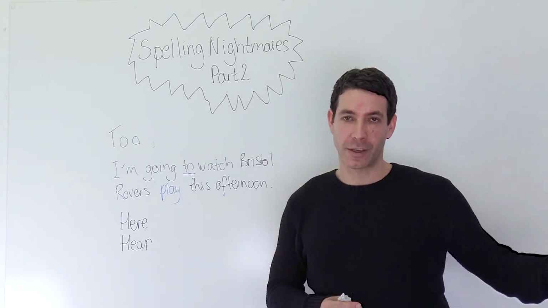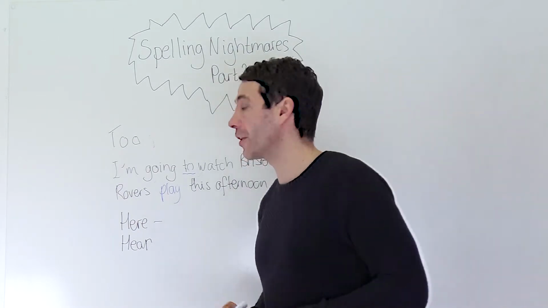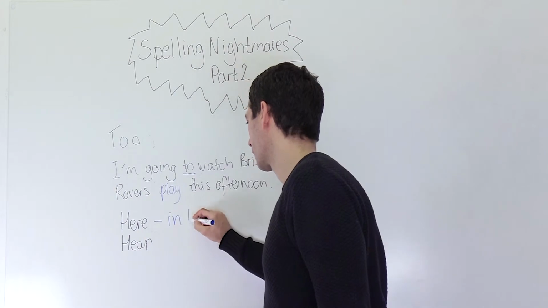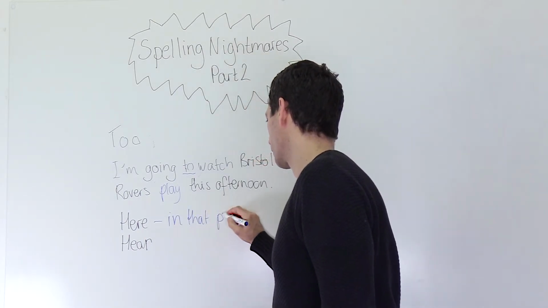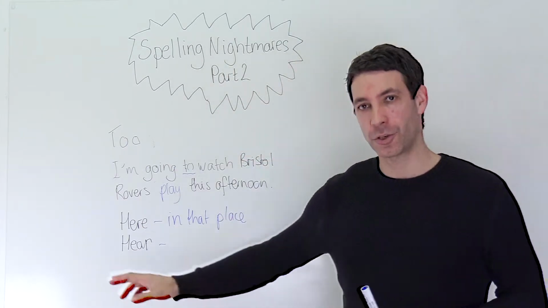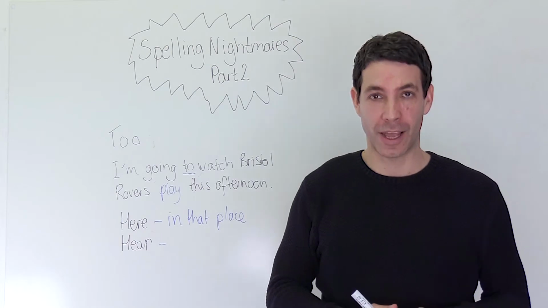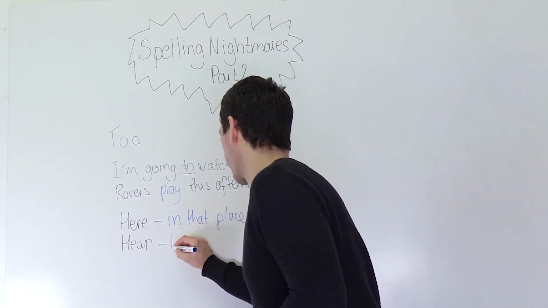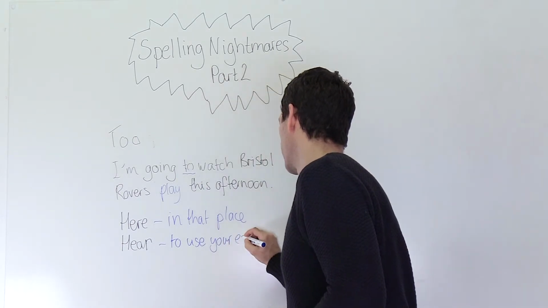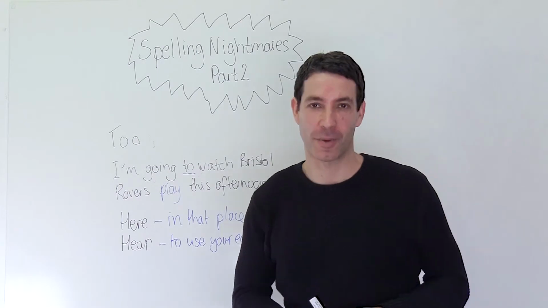Let's start, like we did in the earlier lessons, to look at the meaning of each of these words. So the word here means in that place. And the word here, spelled H-E-A-R, has to do with listening and hearing. So we can say to use your ear. And there's a little picture of an ear to remind us.